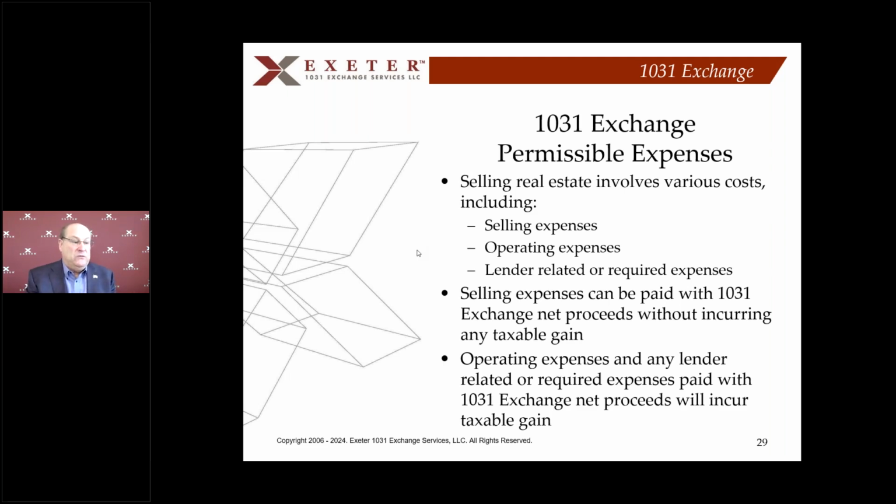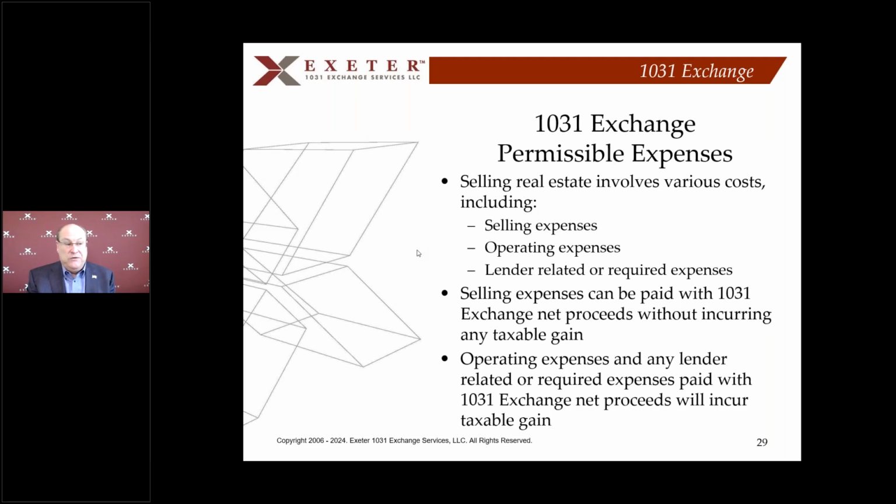So the second bucket would be operating expenses: prorated rents, prorated property taxes, HOA fees, anything that's month-to-month or annual. Operating expenses are non-permissible because they're not a cost to sell the property. You're just prorating, or anteing up, what you owe based on your operating expenses. So that's not a cost of sale, it's part of an operating expense. It's deductible as an operating expense, but it's not permitted as a 1031 exchange expense.